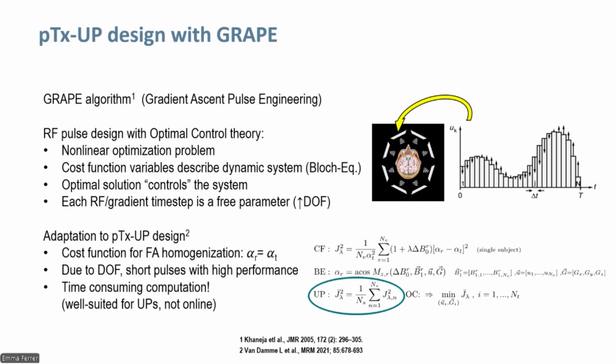To adapt this for universal pulses, we need to reformulate the cost function, which is now homogenization of the flip angle. And to make it universal, we basically just have to sum over all the individual cost functions of the subjects. But you can imagine that this increases the degrees of freedom even more. So this makes it computationally demanding and long, but it's well suited for universal pulses.